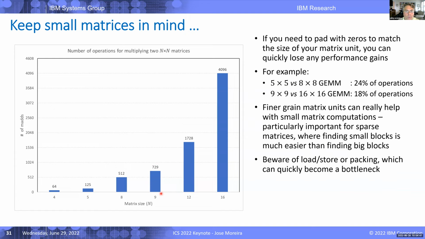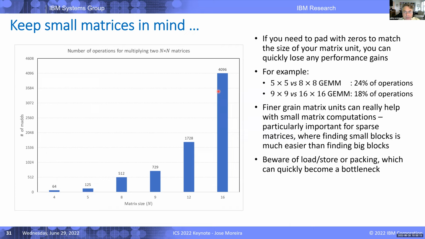If I were to cast that 9x9 into a 16x16, because let's say my matrix unit was a natural 16x16 unit, I would fill up the 9x9 with zeros to make it 16x16. It will take me 4,096 operations to do the result that I could have done with 729. So even if I gain a lot of performance, I lose a lot of efficiency and may not be useful.